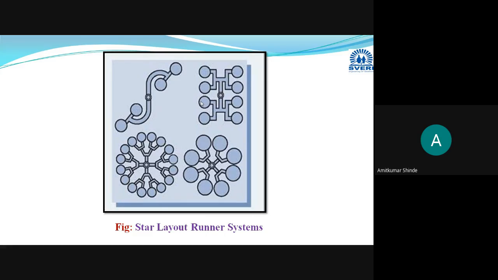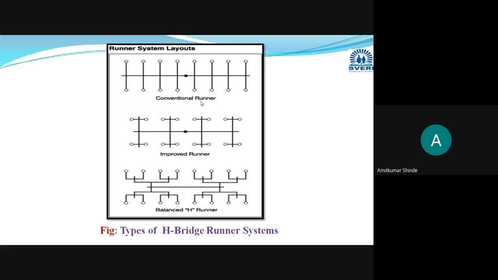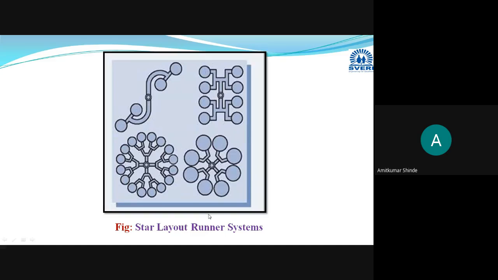So these are two types of runner systems: the H bridge runner system, that is, the herringbone runner system. You can use it in different ways: conventional way, improved way, or balanced H bridge system. Then the star layout runner system. This is where your final mold cavity or molded part will be.